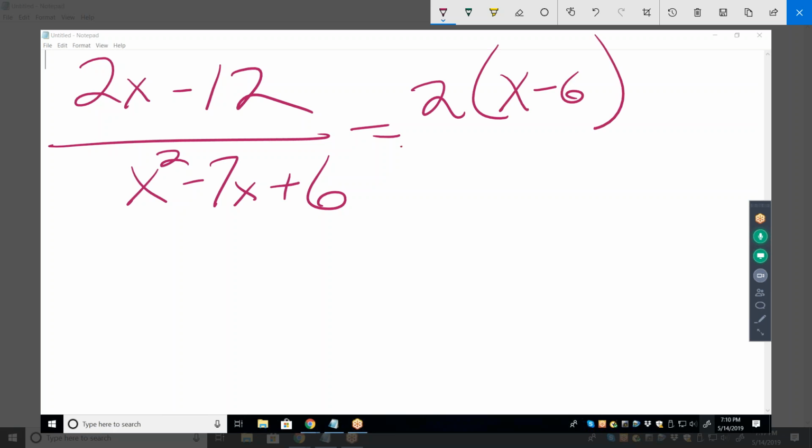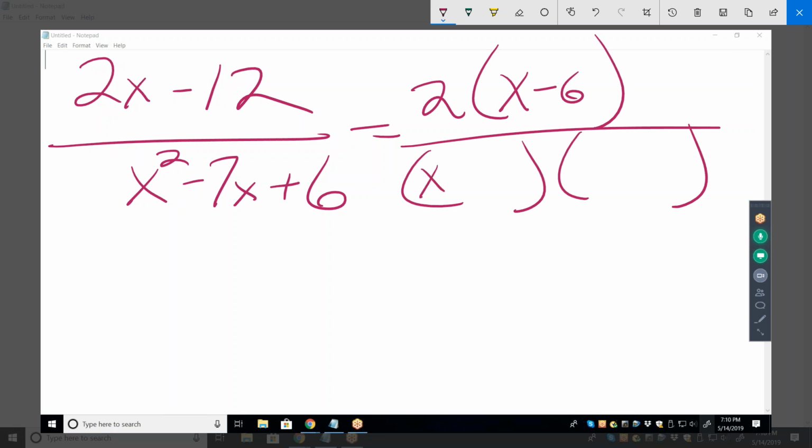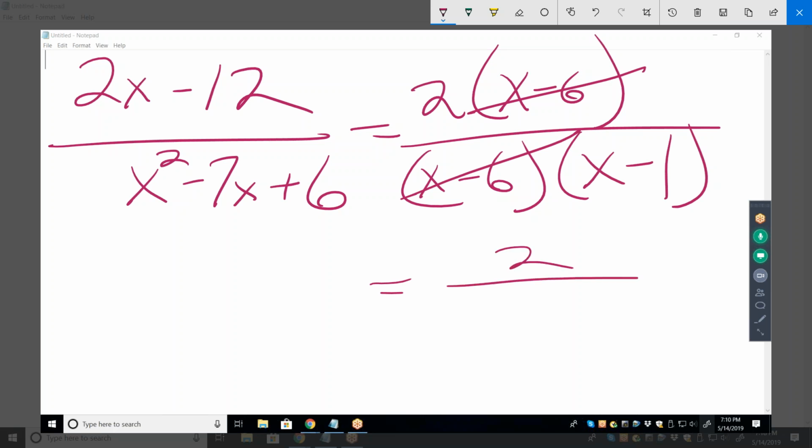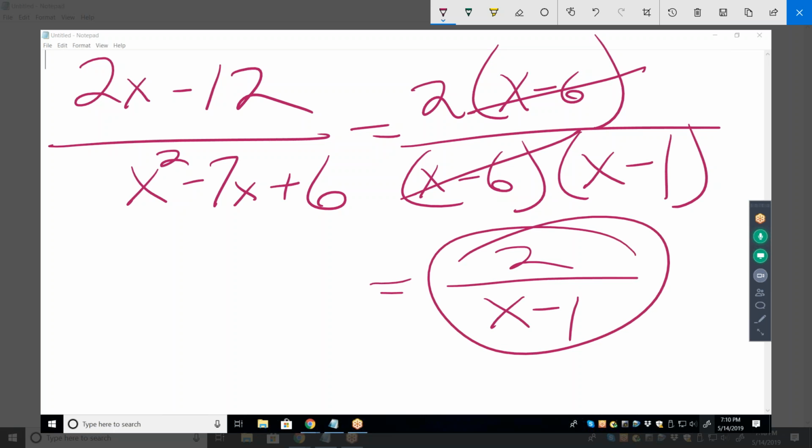Now, let's factor the denominator, and if we're lucky, we'll get an x minus 6. It'd be x minus 6, x minus 1. That cancels with that because there's nothing but multiplication going on. So your final answer is this. And again, I cannot split that up into 2 over x minus 2 over 1, because I've got 2 terms in the denominator.